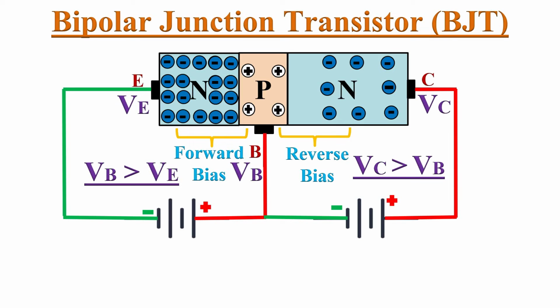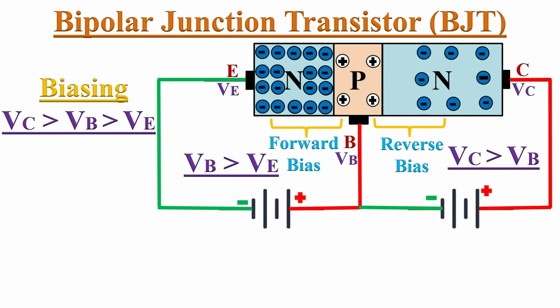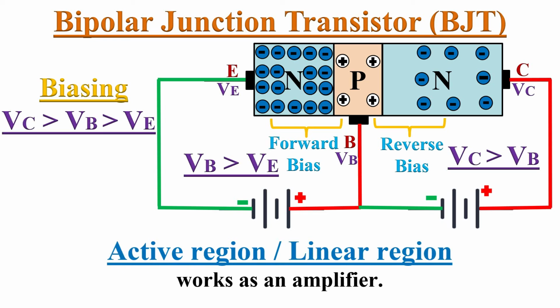That means to flow current through the BJT, collector voltage should be greater than base voltage, and the base voltage should be greater than emitter voltage. This is called biasing of a BJT. It is essential to apply voltages of correct polarity across two junctions of a BJT to work it in active region. In active region, BJT works as an amplifier.